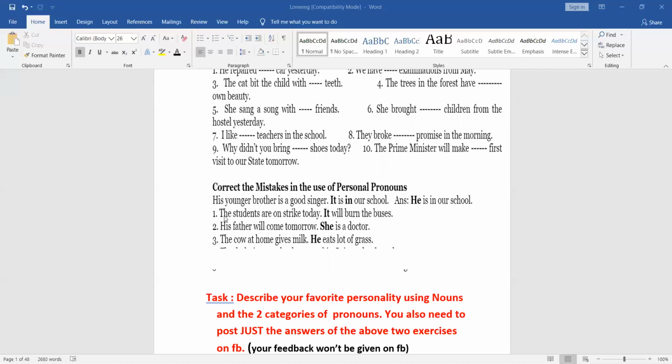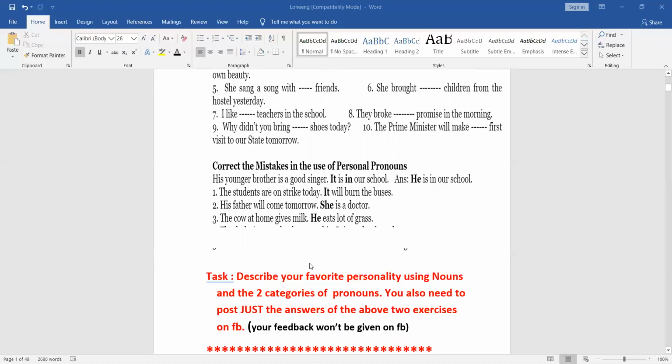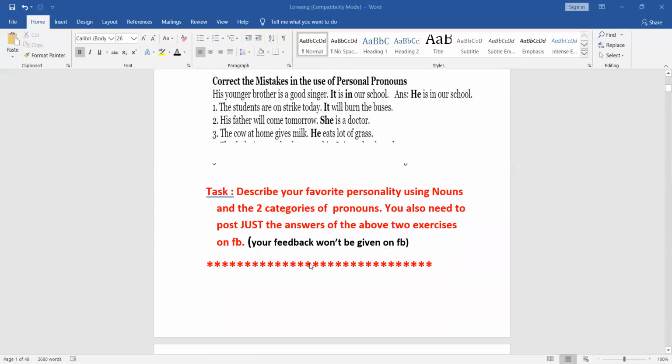So here, the students are on a strike today. Dash, this highlighted word is the wrong word. So you will see 3 other highlighted words. Will burn the buses. The students are on a strike today. They will burn the buses. Understood? Very good. I would like you to write down the answers for the other 2, post them on FB, please, so that we can give you your feedback separately. So this is not it.